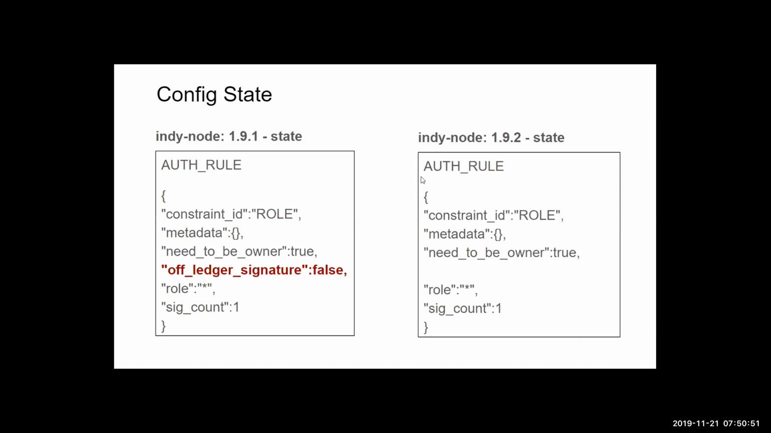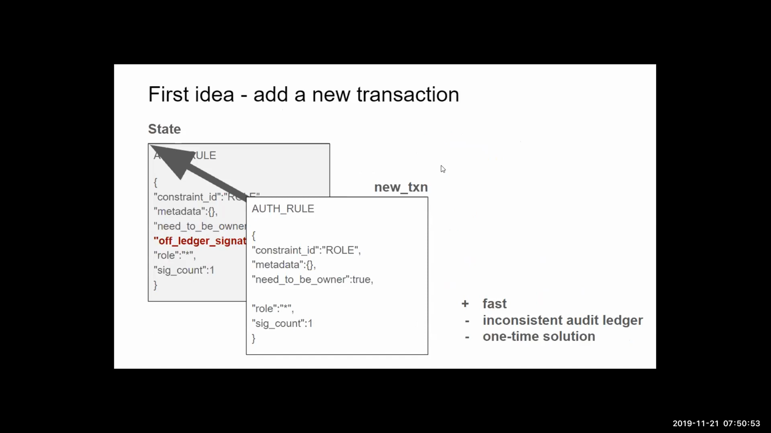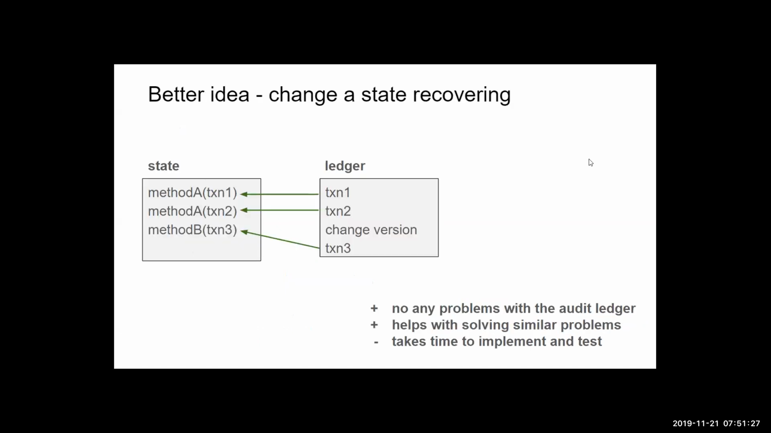There were several possible solutions. First, send an auth rule transaction to update the value for this key in the state. This would solve the problem quickly, but records in the audit ledger would become inconsistent. In addition, it was necessary to find a common solution for such situations, since they could well happen in the future. So the idea of versioning the adding of transactions to the state came up.